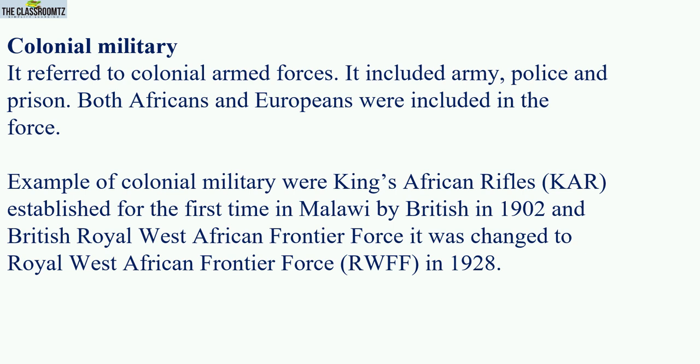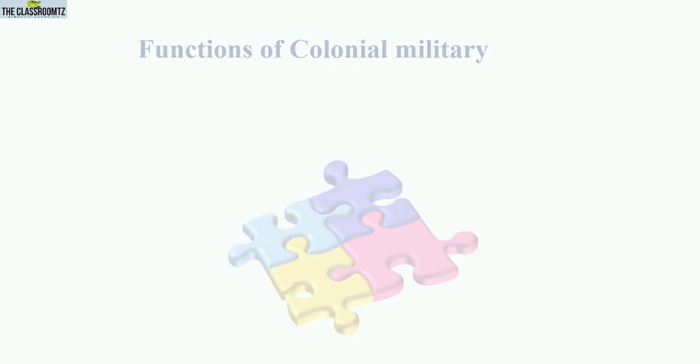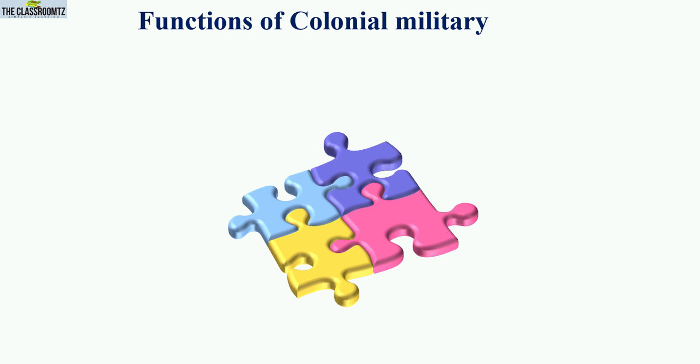Colonial military referred to the armed forces that were under the colonial government, including the army, police, and the prison. Both Africans and Europeans were included in the force. Here we have examples of those colonial military: KAR, the King's African Rifles, and the Royal West African Frontier Force, the RWAFF. These were examples of military forces during colonialism. When we get time, we go and read more. Let's check the functions of the colonial military.